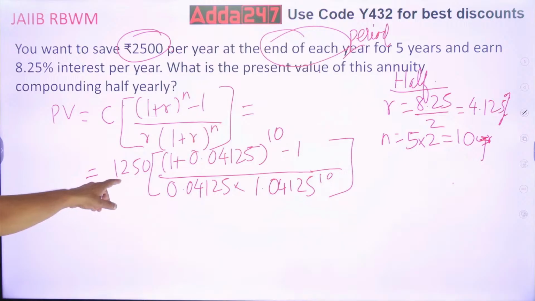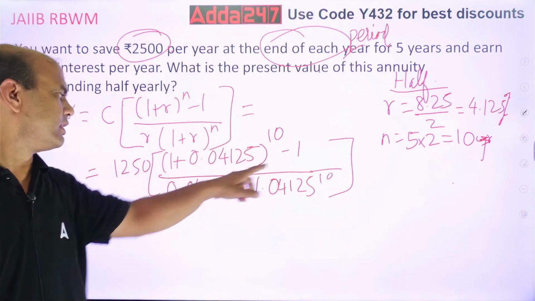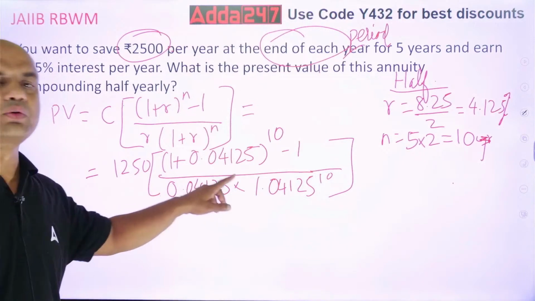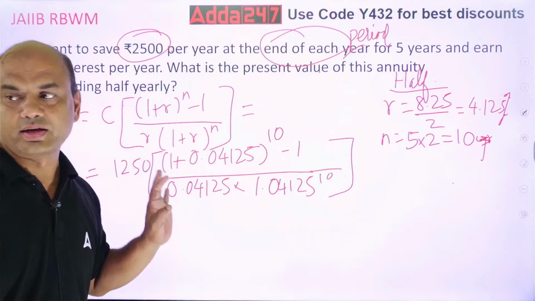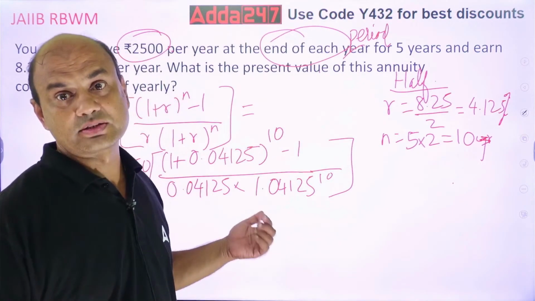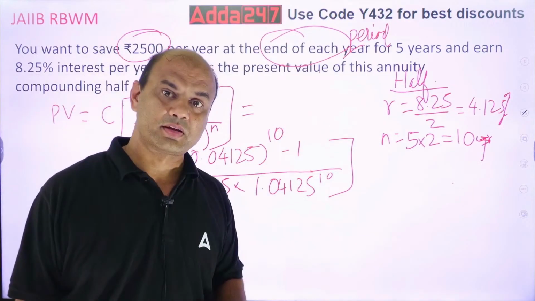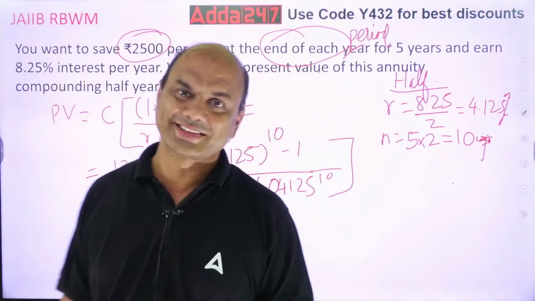C into 1 plus R raised to n minus 1 upon R into 1 plus R raised to n. It's not that simple. Okay? Now do the calculations. Those are still tougher. You don't get, these are 2 marks questions. You don't get it like that only 2 marks, isn't it?